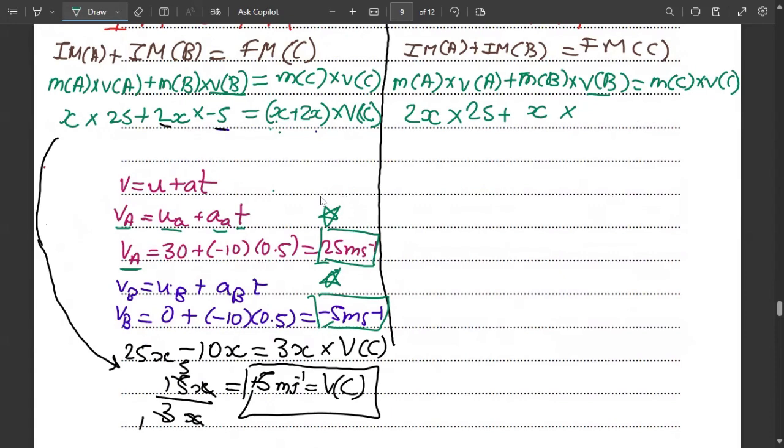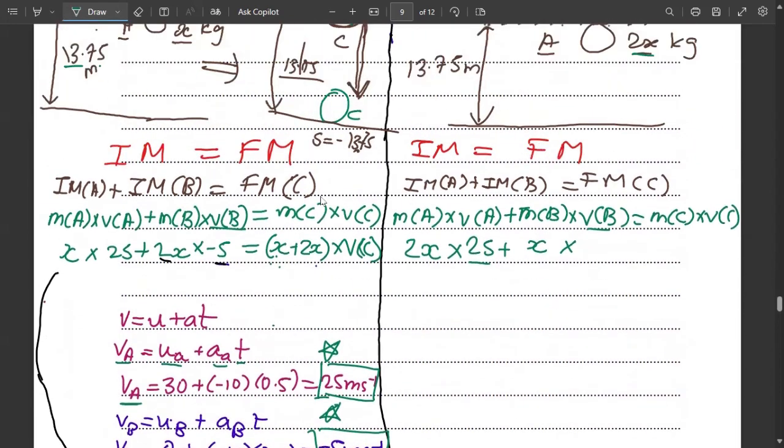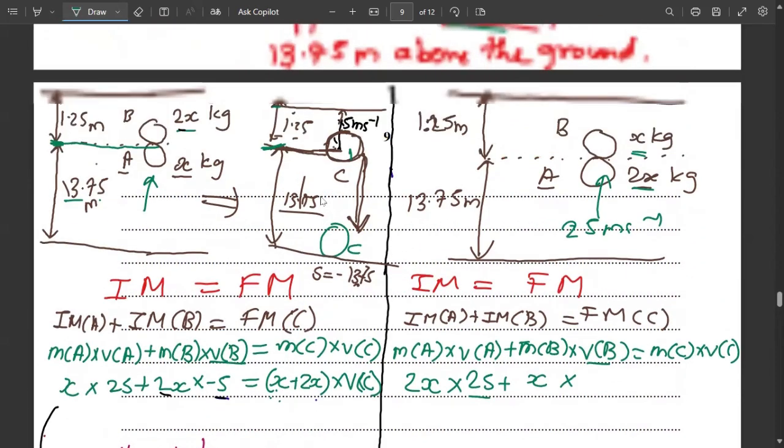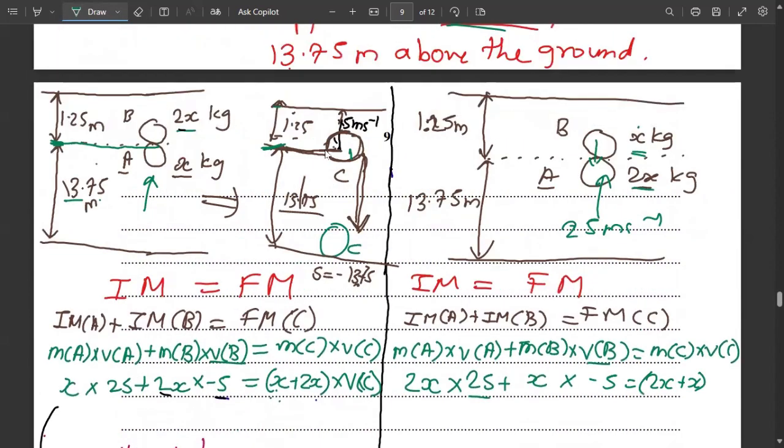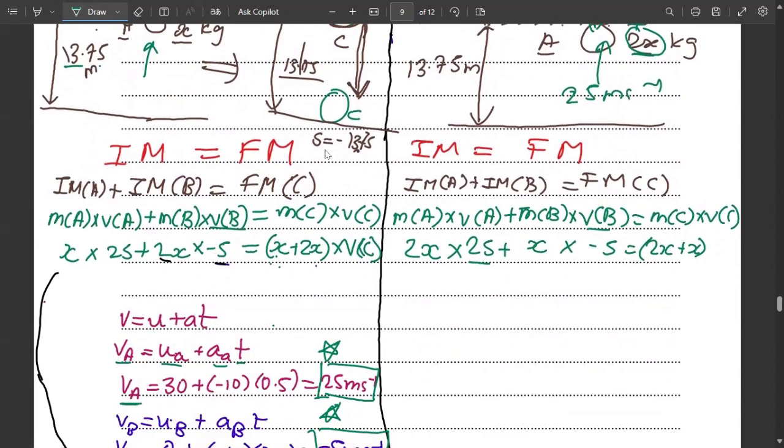But here again, we took 25 here and 25 was upwards. This 25 is upwards, 25. So the down arrow, this we'll have to consider negative. Since we'll again write minus 5. Mass of C is again 2x plus x, is x plus 2x. Velocity of C we have to find out.